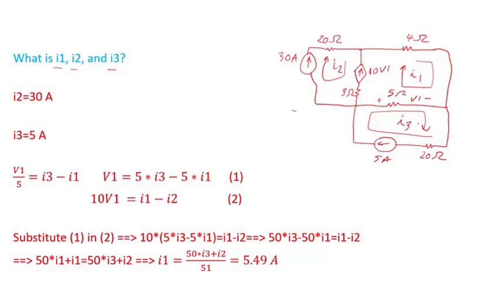So by looking at the direction of each current, let's start with I2. I2 is flowing in the same direction as the 30 amp source, so I2 is just 30 amps. I3 is flowing the same direction as the 5 amp source, so I3 is 5 amps.